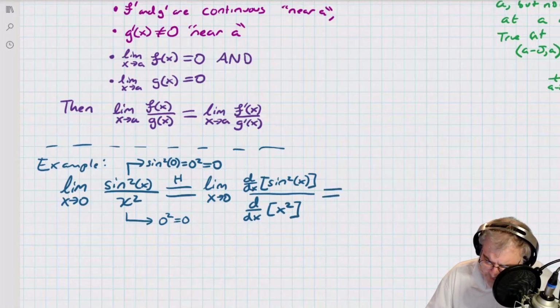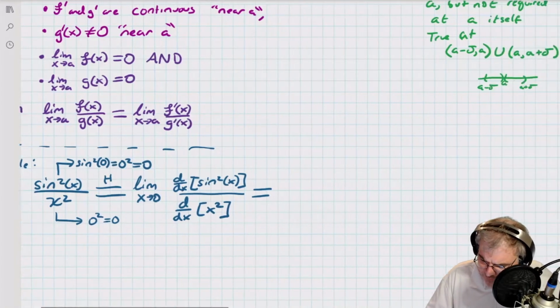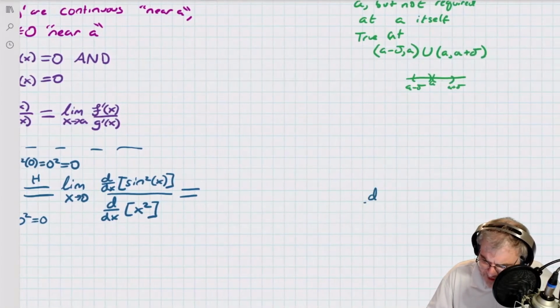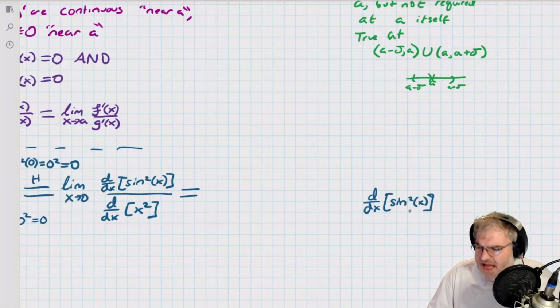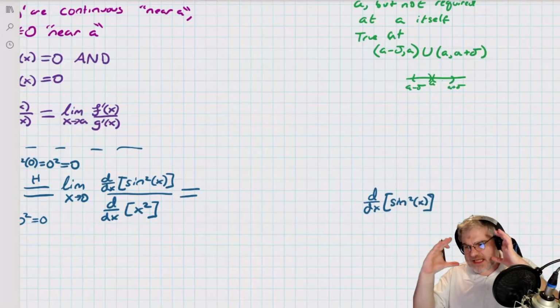Now, what I do is I evaluate the derivatives. This has got a chain rule in it. So the derivative here, I'll even do some of this work over to the side. d/dx of sine squared x. Remember, this is actually sine of x squared. The squaring is done last.